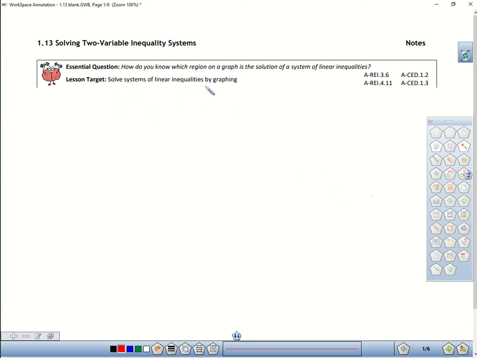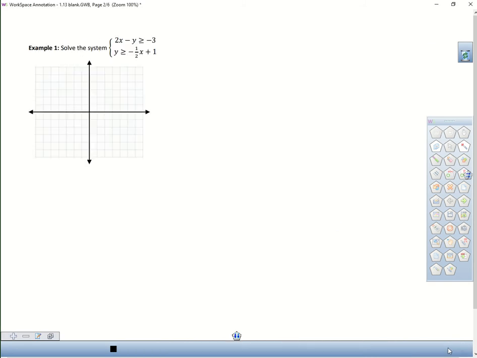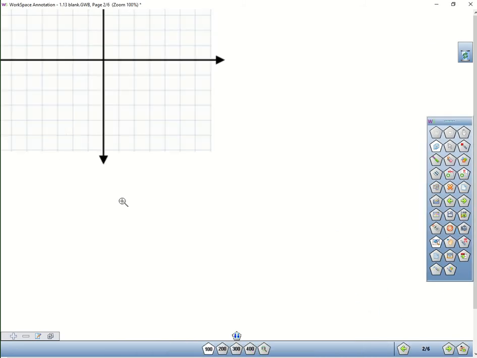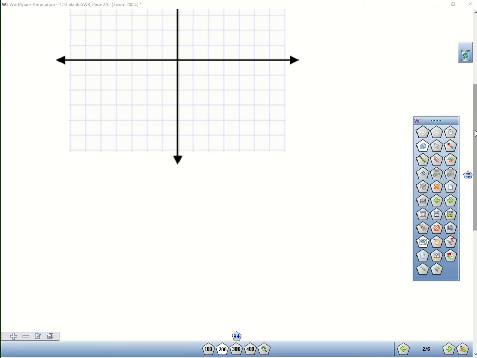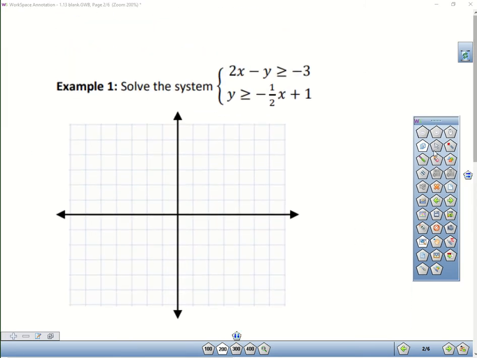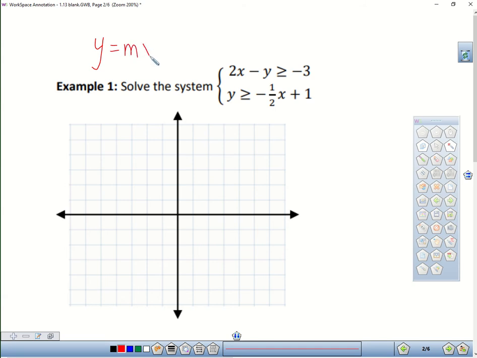And then solve systems of linear inequalities by graphing. Alright, so just like we do with linear equations, with inequalities, we have to solve to get into slope-intercept form, okay? So you have to solve y equals mx plus b. The only difference is we're going to have an inequality sign, okay?